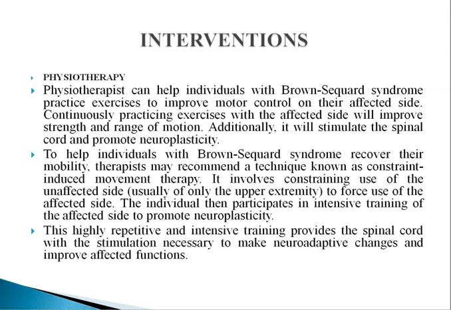They recommend a technique known as constraint-induced movement therapy, shortly abbreviated as CIMT. It involves constraining the use of the unaffected side, usually only one upper extremity, to force the use of the affected side. The individual then participates in intensive training of the affected side to promote neuroplasticity. Usually patients tend to ignore the affected side, but in constraint-induced movement therapy, it involves constraining the use of the unaffected side and forcing the use of the affected side.